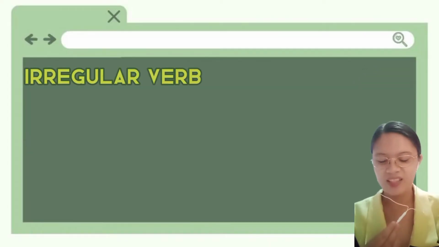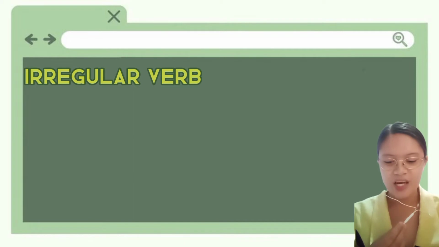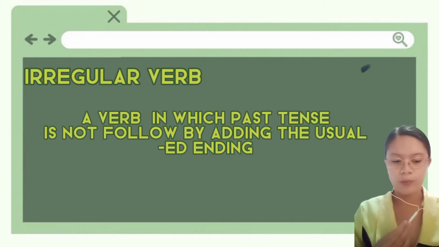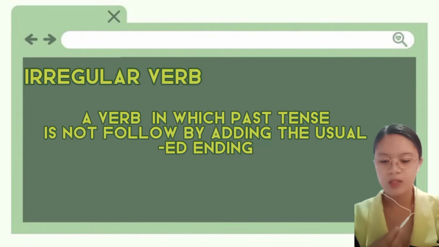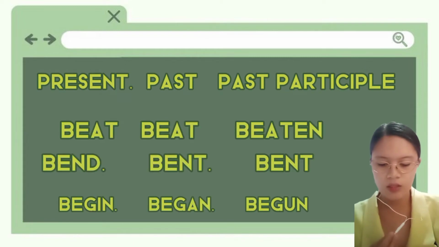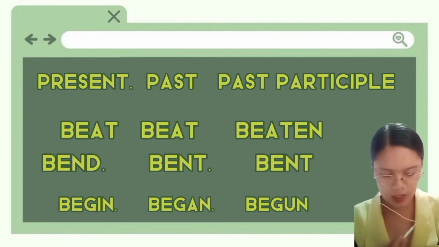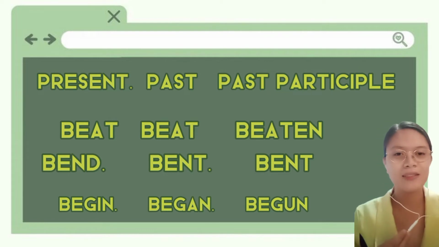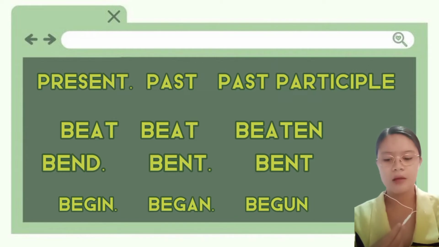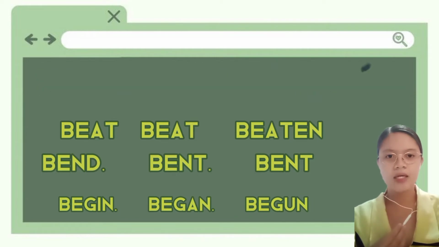And the second one is the irregular verb. A verb in which the past tense is not formed by adding the ed ending. So in the present, for example, beat. In the present is beat, in the past beat, in the past participle is beaten. Bend, bent, bent. Begin, began, begun.